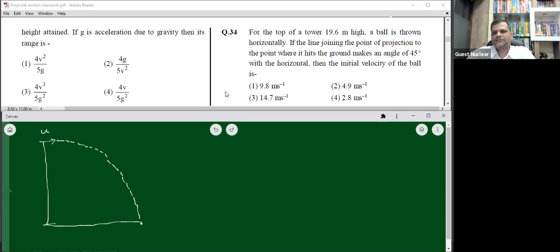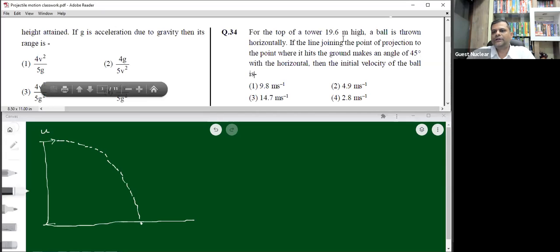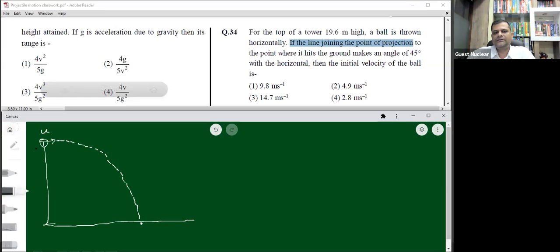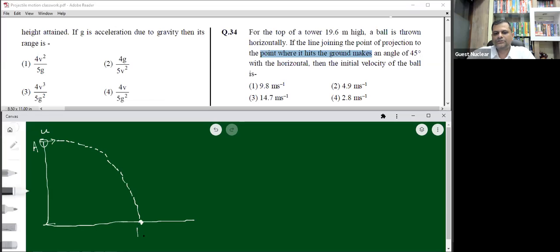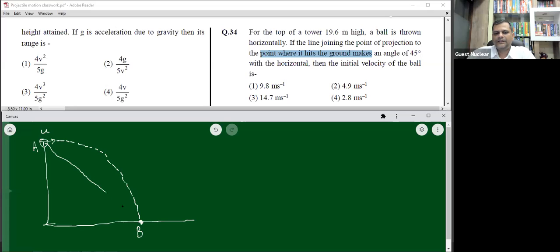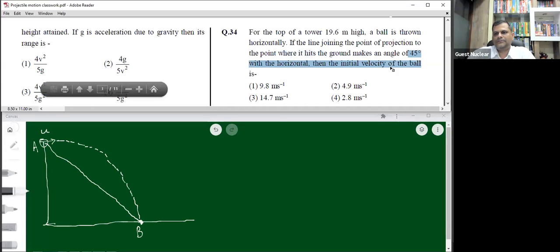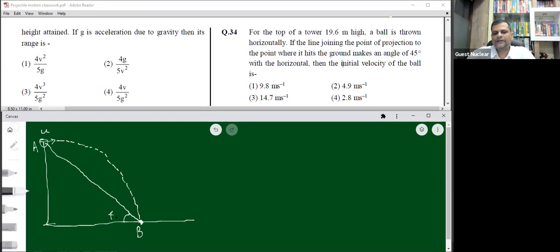See this second condition here. If the line joining the point of projection, मतलब ये, okay, this is A here, this is the point of projection, and the point where it hits the ground, मतलब ये point, उसको हम बोल सकते हैं B. So इन दोनों को ज्वाइन करने वाला जो लाइन है, it makes an angle of 45 degree with the horizontal. What does it mean? Which angle is 45 degree here? देखो ये वाला एंगल जो है वो 45 डिग्री दिया हुआ है.